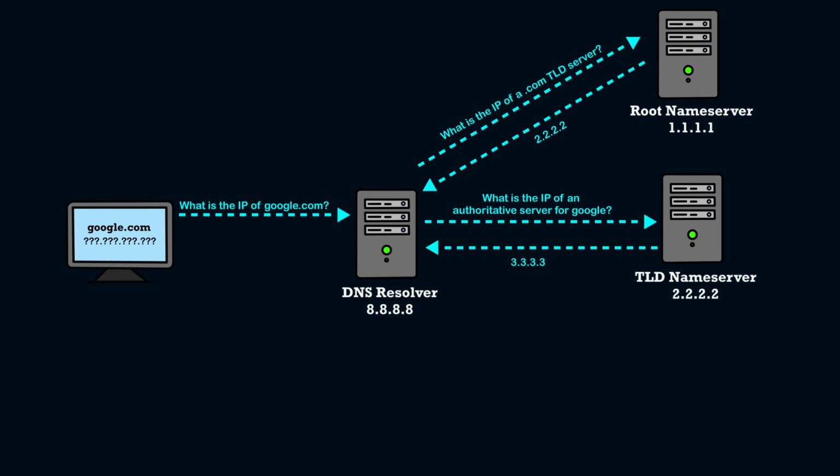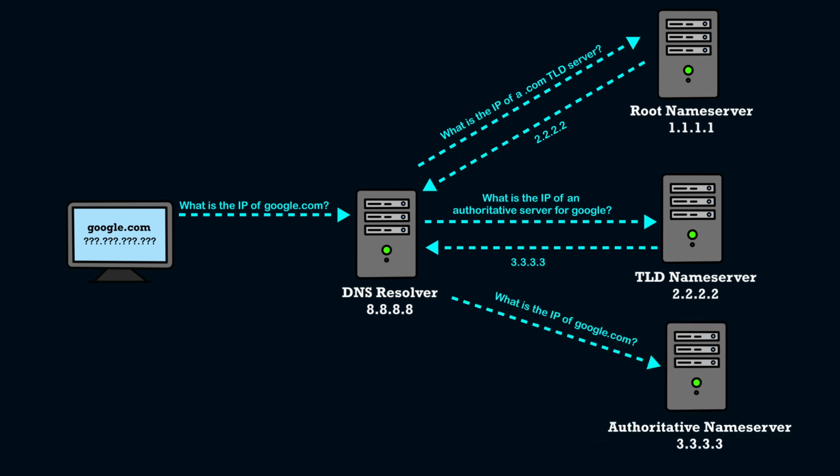The resolver then queries this authoritative name server, which contains the actual IP address of the domain name, and the authoritative name server responds with the IP address of the domain to the resolver, which in turn passes it back to our computer. So now our computer has the IP address for google.com and we can access the website.